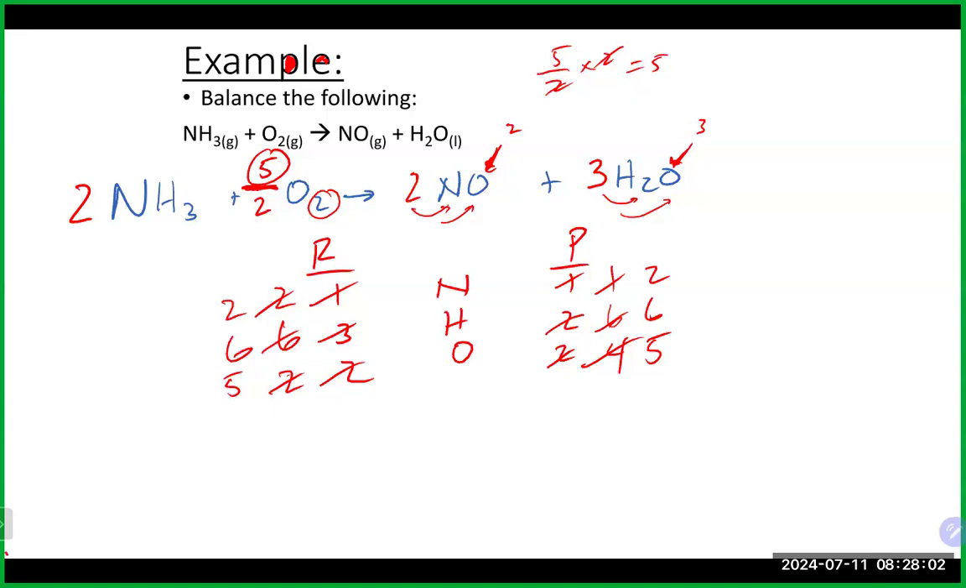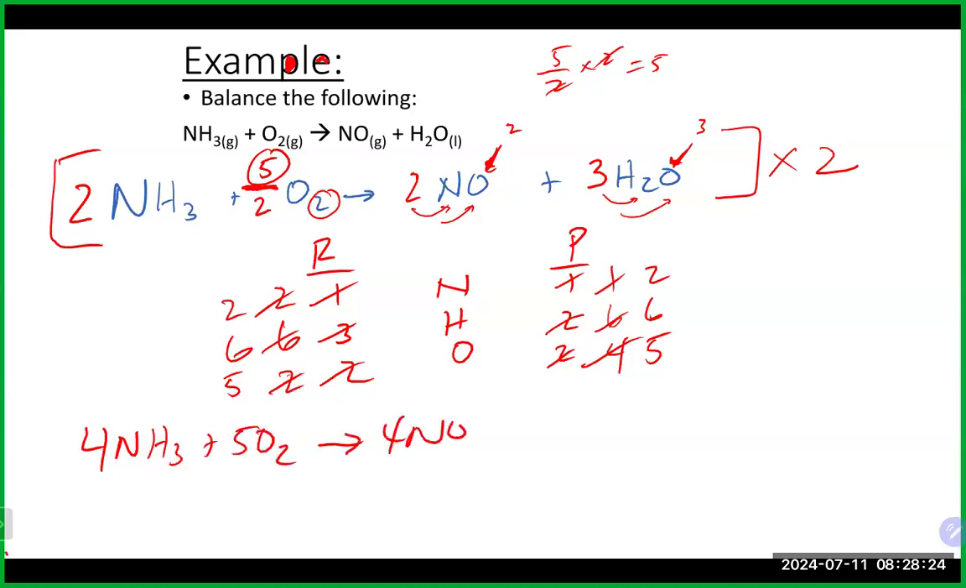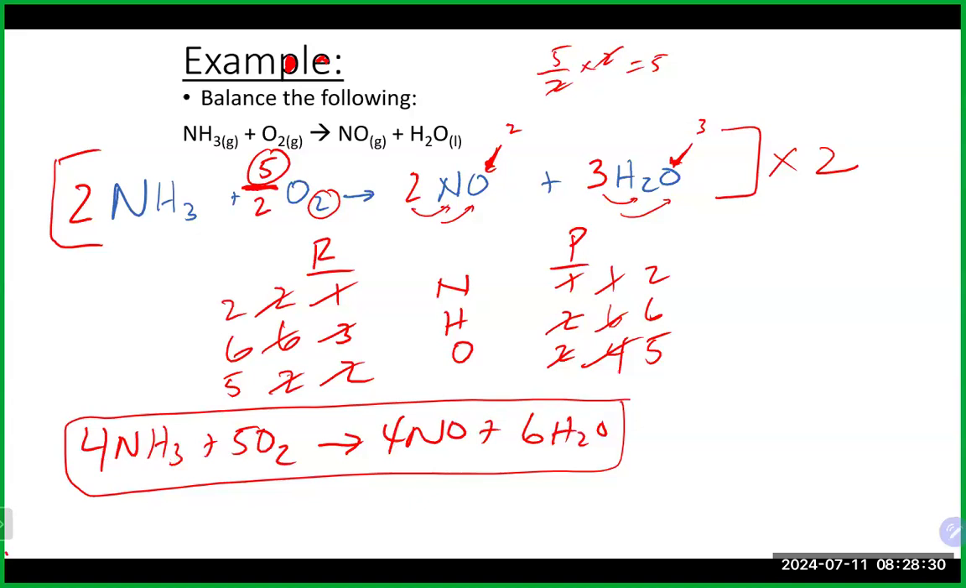At this point, this is technically balanced, but we cannot leave it like this because we cannot leave a fraction or a decimal or anything like that. So we do need to clear the fraction by multiplying by the denominator. And again, we're going to multiply everybody by that denominator, and that's going to get us 4NH3 plus 5O2, 4NO, and 6H2O here. And at this point, we should still be balanced.